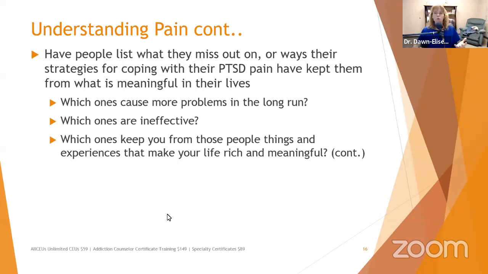So starting to look at which ones cause problems, and then go back to that list of values that we already created, those top 5 values, and ask, which of these strategies that you have used have kept you from moving towards or being involved with those things that are important in your life? So if your relationships with your family are important and your PTSD strategies keep you withdrawn and isolated, that's probably keeping you from having a rich and meaningful life in that area.